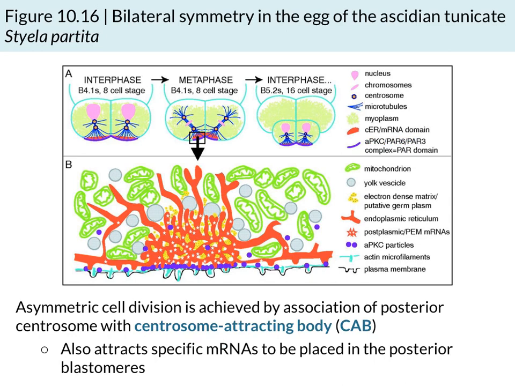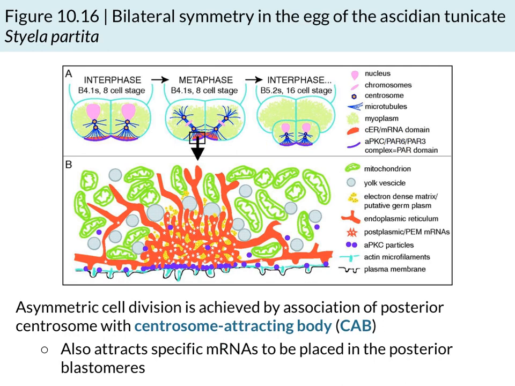As you can see from this figure, during mitosis, particularly during metaphase, the CAB becomes associated with the posterior centrosome. And it also connects to the membrane via PAR proteins, which are depicted here in purple. Now that leads to the pooling of that posterior centrosome near the membrane so that the posterior cells end up being smaller than the anterior cells after cell division. Another function of the centrosome attracting body is to attract mRNA so that they will end up in the posterior-most cells at each division.